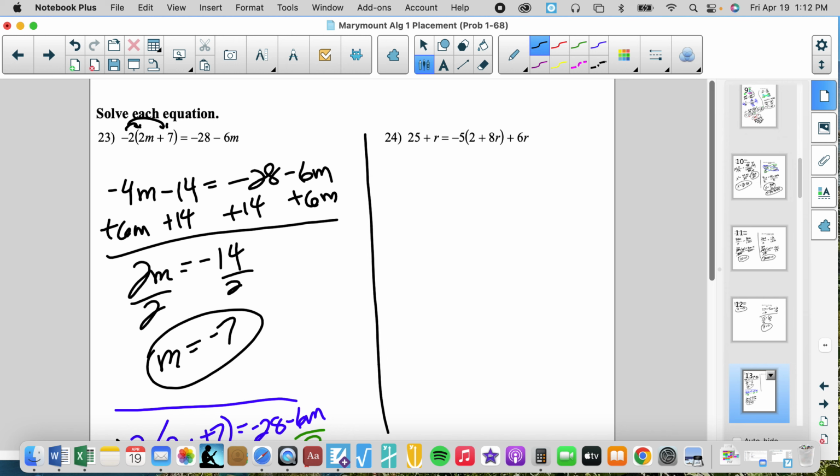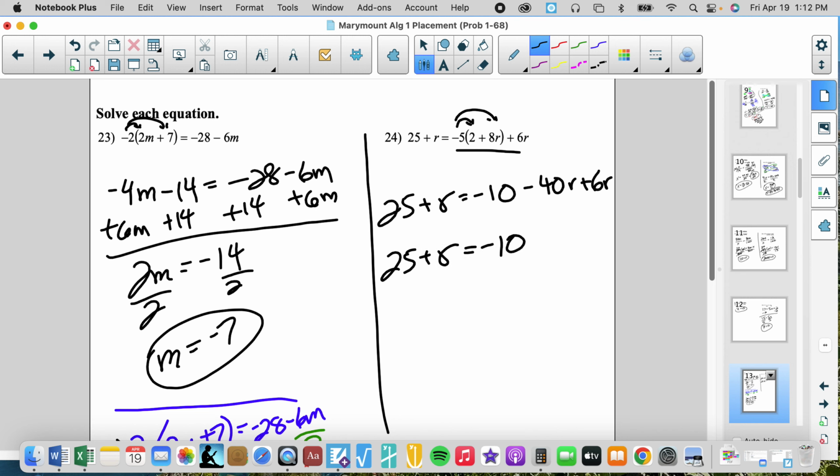This you can't do. This you are going to have to distribute because you have to combine variables, and you've got to simplify the right side. So you're going to get 25 plus r equals negative 10 minus 40r plus 6r. We can't combine those r's until the parentheses are gone. 25 plus r equals negative 10 minus 34r.